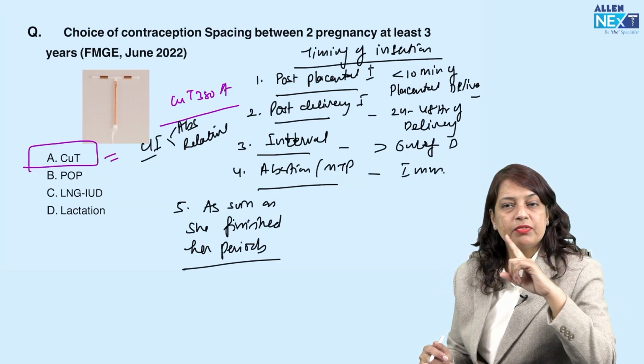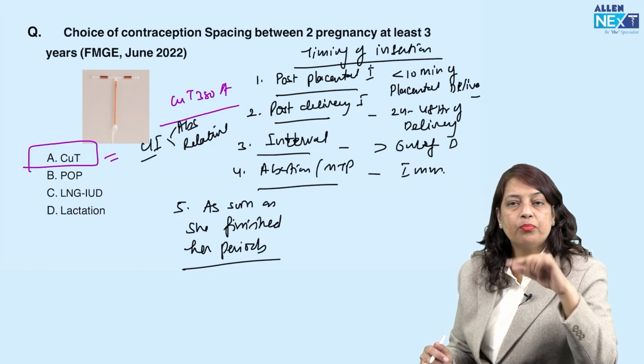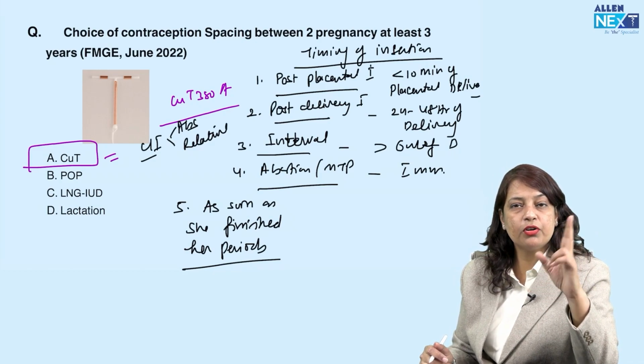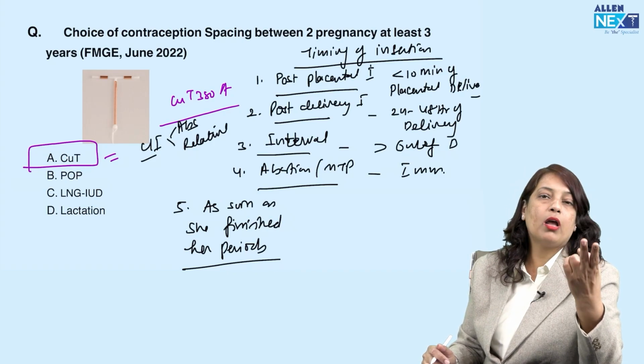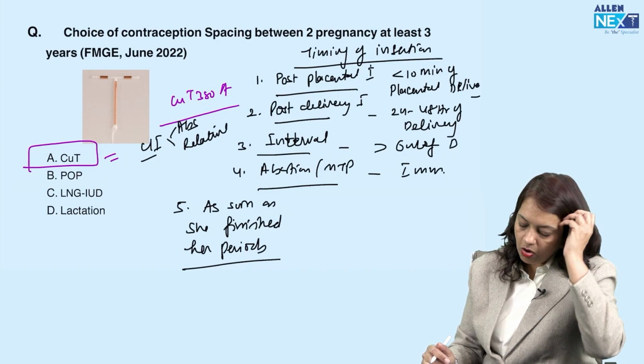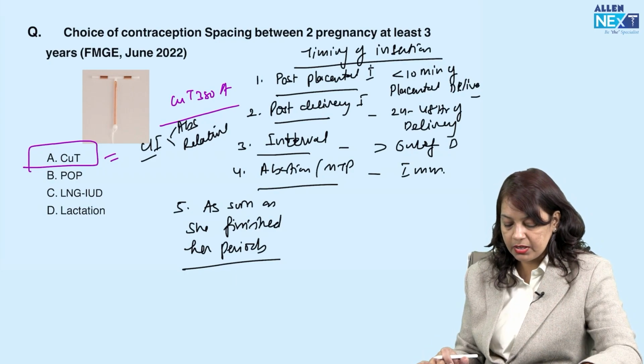Post placental, that is within 10 minutes of placental delivery. Post delivery, that is 24 to 48 hours of delivery. Interval after 6 weeks of delivery, immediately after abortion and MTP, or as soon as she finishes her periods.